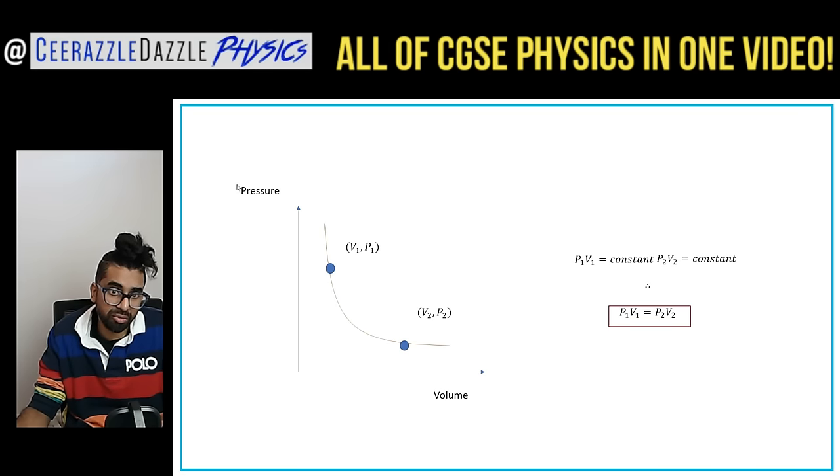So let's look at the following graph. We've got pressure versus volume. I've got a volume V1 and P1 over here, and over here I've got the final volume V2 and the pressure P2. We know that P1 times V1 is a constant for these two, but we also know that P2 times V2 will also be a constant. Because the constant is the same for both of them, I can equate them. So P1 V1 is equal to P2 V2, leading us to this expression.